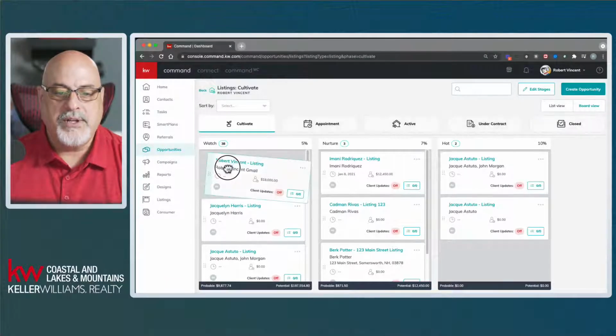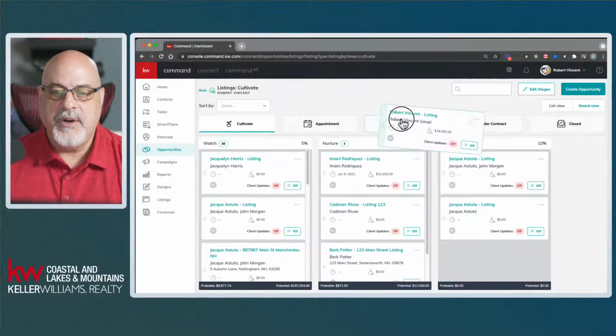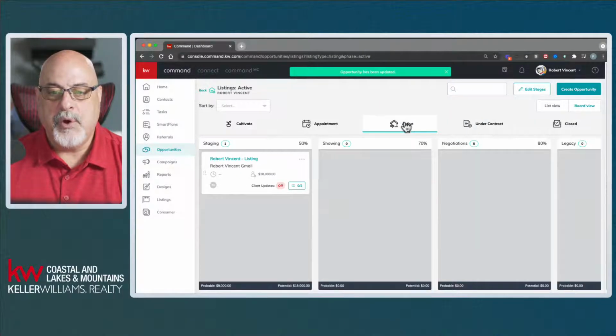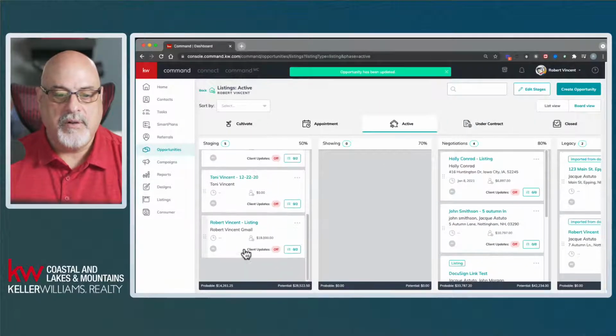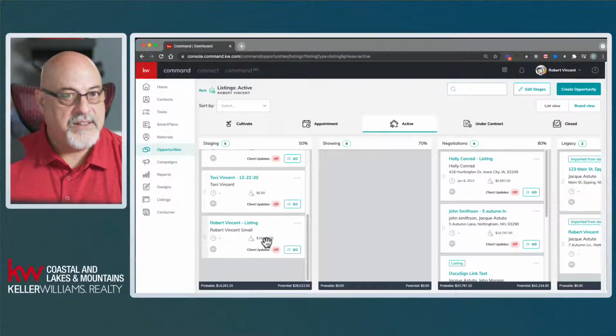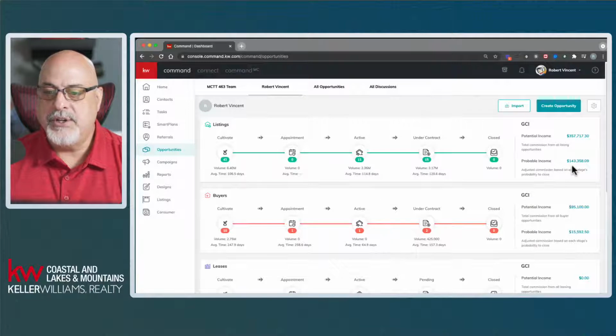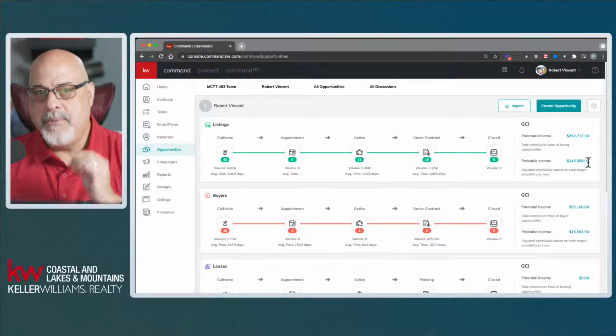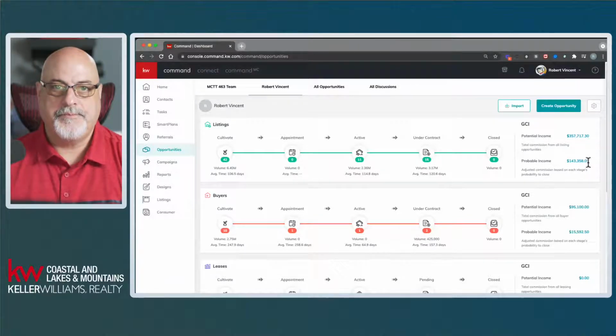I'm going to go from the watch phase and from the watch stage, and I'm going to jump over into active, and I'm going to drop it into the active. So there it is over on the left side down here. There's that $18,000 of potential, right? So if I go back to the opportunities page here, look at that. I went from 132 to 143 of probable because the probability percentages have increased.